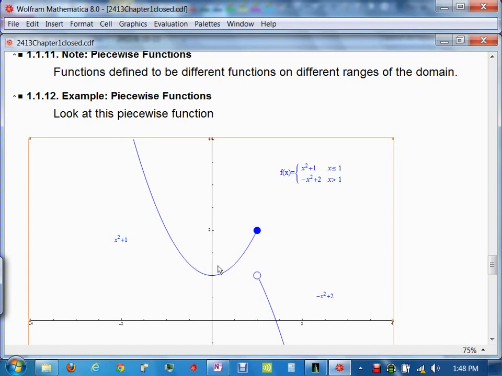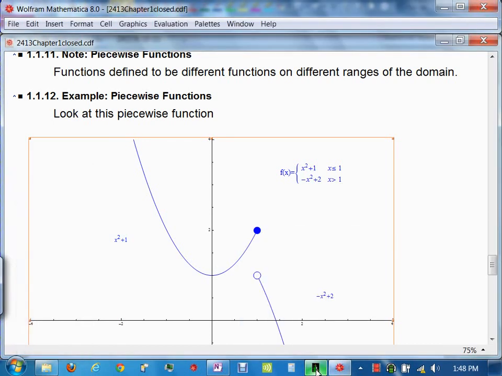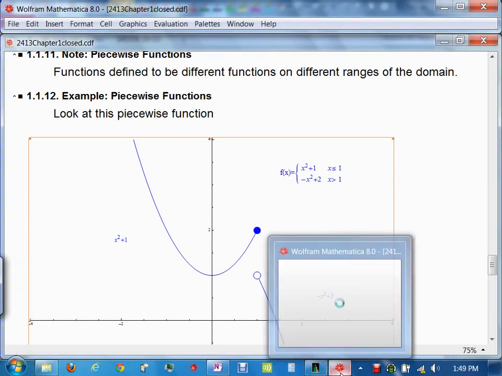How many of you have seen piecewise functions before? Okay. Every once in a while I have to check to make sure my audio is on.